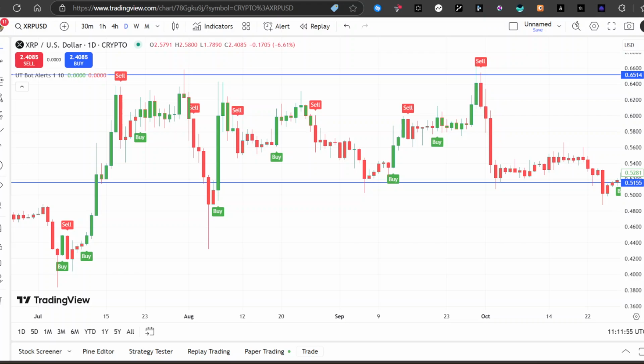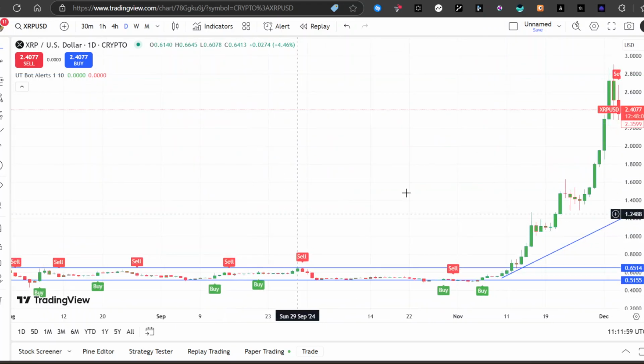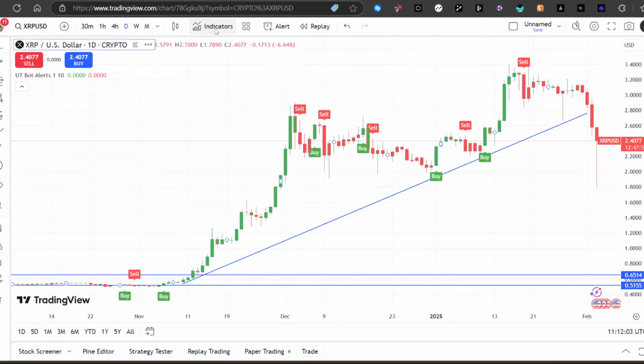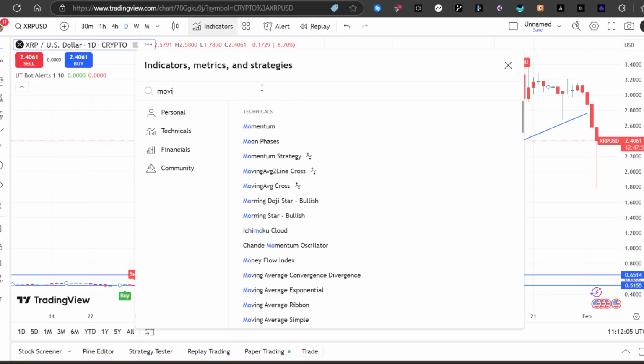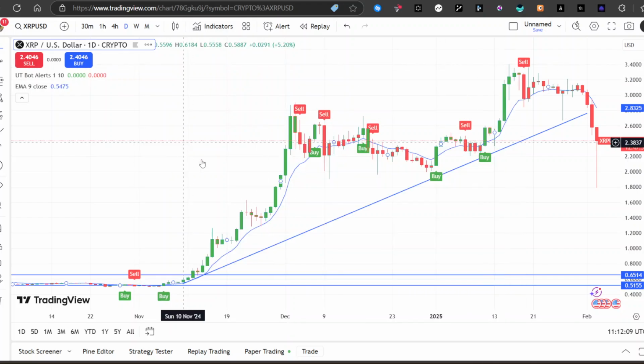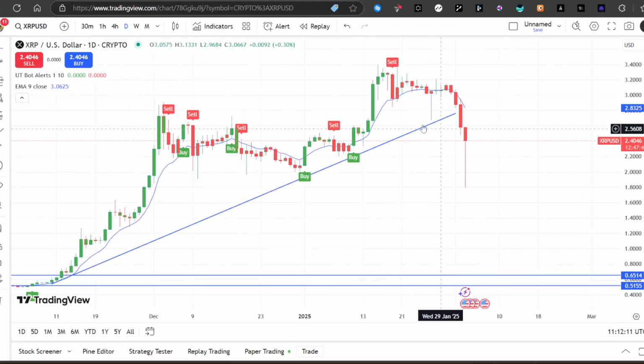Also, avoid overtrading with filters. Pair the indicator with a moving average or RSI to filter out false signals. So you can add other technical indicators to your chart just to get confirmations. You can use RSI, you can use both, you can use any other indicator of your choice.